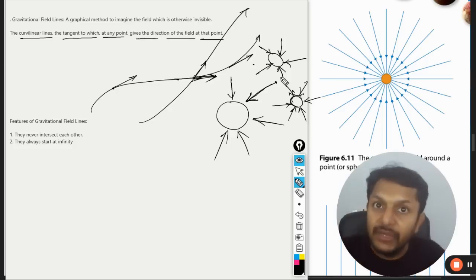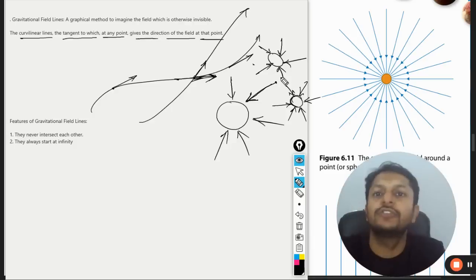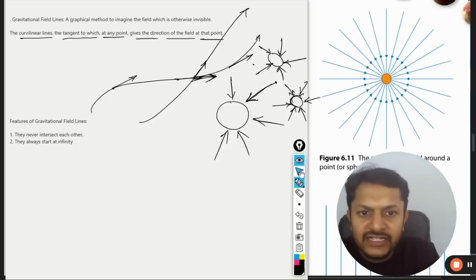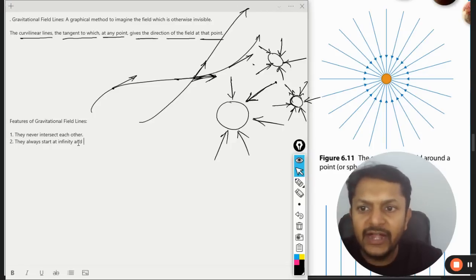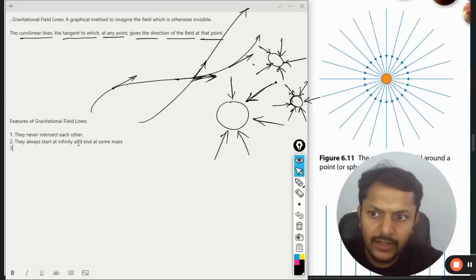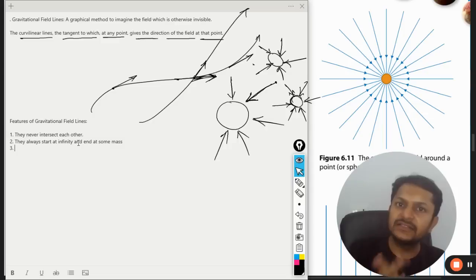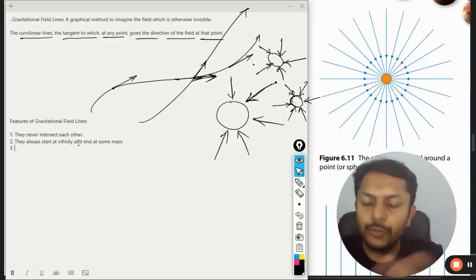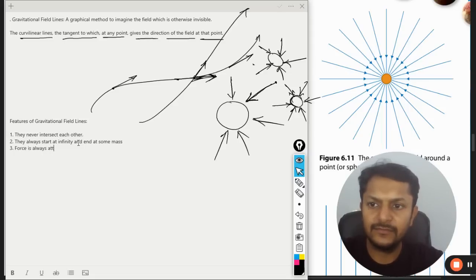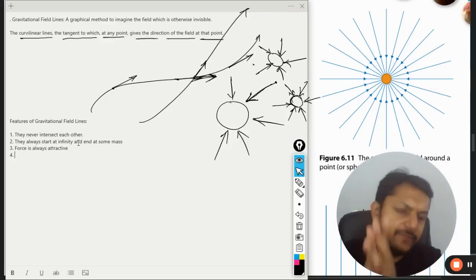So from where are they coming? We don't know from where they are coming, but they're always going into the mass. We will say they are coming from infinity. So they start from infinity and end at some mass. And the third point that you can write here is that gravitational force is always attractive.